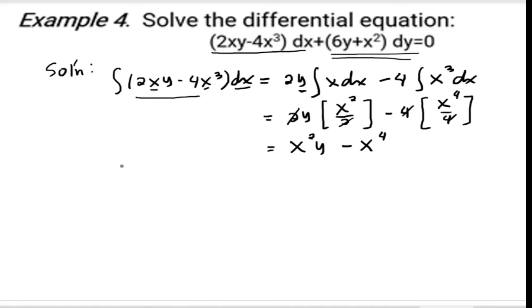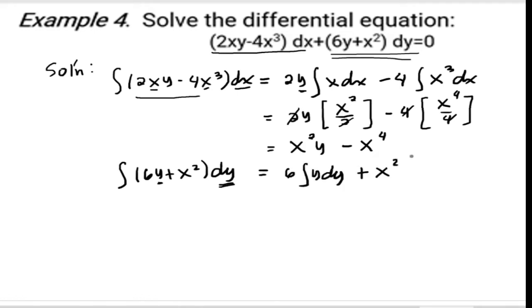For our second term, that is (6y plus x squared) dy. This time, this is dy, so the variable is y and x is assumed as constant. And we are going to write this into two integrals, that is 6 integral of y dy, then plus x squared integral of dy. Take note, x squared is written outside the sign of integration because this is assumed as constant.